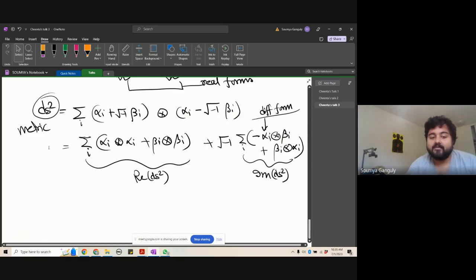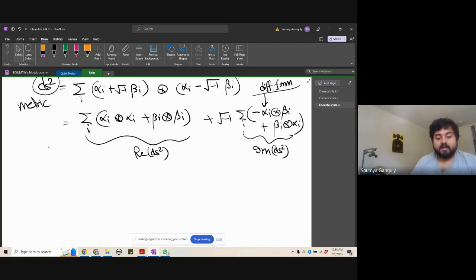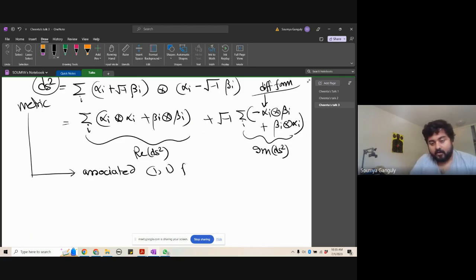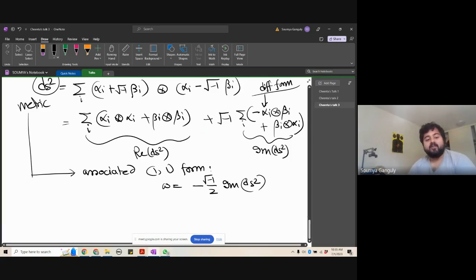Now, once you have this metric, then there is an associated (1,1)-form ω to this metric, which is nothing but half of the imaginary part of ds², coming from here. Actually it's i/2, though i is confusing, it is the square root of -1. So it is just defined like that. When you have a metric, this real part of ds² would be a Riemannian metric.